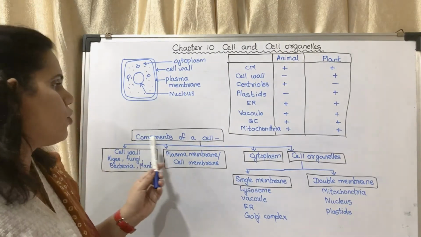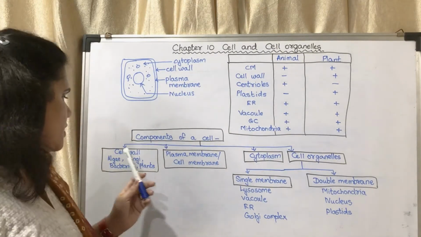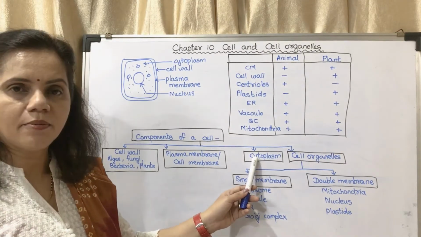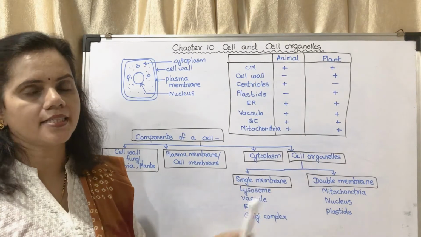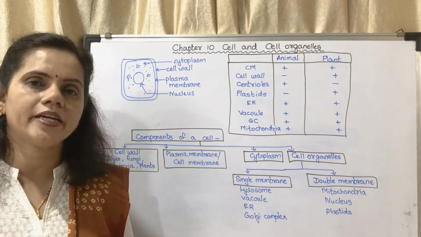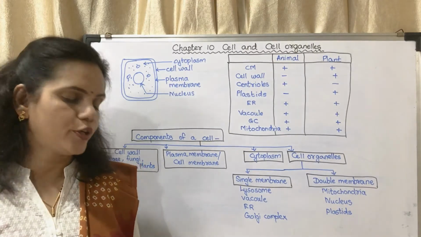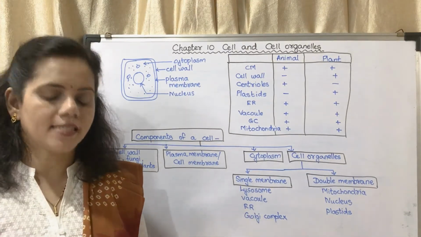Okay, so what are the components of a cell? Cell wall, plasma membrane or cell membrane, cytoplasm and cell organelles. These are the four main components of a cell. Okay, now we may move on to page 67.